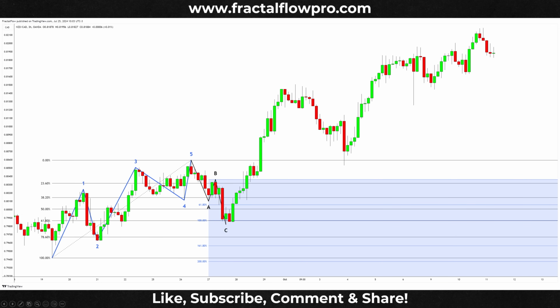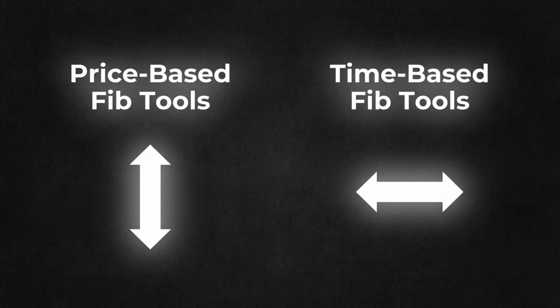At this point, we have studied the 4 major price-based Fibonacci tools: the retracement, the extension, the expansion, and the projection, and also a few examples of how they work individually and integrated with one another. It's time now to move on to the time-based Fibonacci tools. Just like price-based Fib tools only consider the vertical aspect of the chart, time-based Fib tools only consider the horizontal aspect of the chart. In other words, in the same way we can find Fibonacci relationships in the way price moves up and down, we can also find Fibonacci relationships in the way price moves over time.